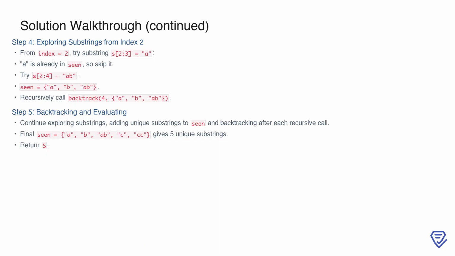The process of exploring unique substrings continues, with the algorithm adding each newly discovered unique substring to the seen set while backtracking after each recursive call to evaluate other possibilities. Eventually, we find that the maximum set of unique substrings we can form is A, B, AB, C, which contains 5 elements. Therefore, the result for this example is 5.